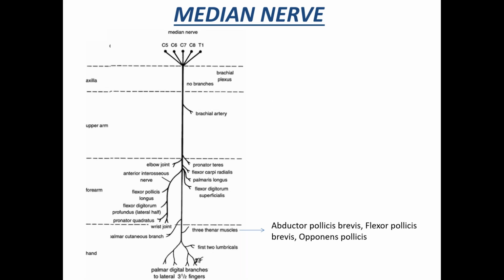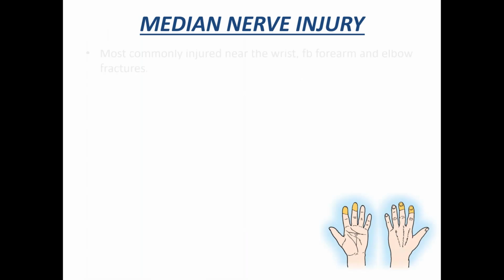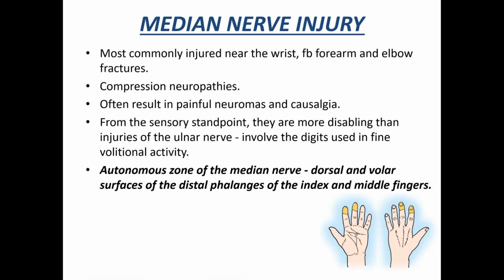Okay, so with the knowledge of this anatomy, we go on to discuss the features of median nerve injury. The median nerve is most commonly injured near the wrist. A very common example is a glass cut injury around the wrist or fractures around the distal radius. It can also get involved in compression neuropathies, the commonest being carpal tunnel syndrome.